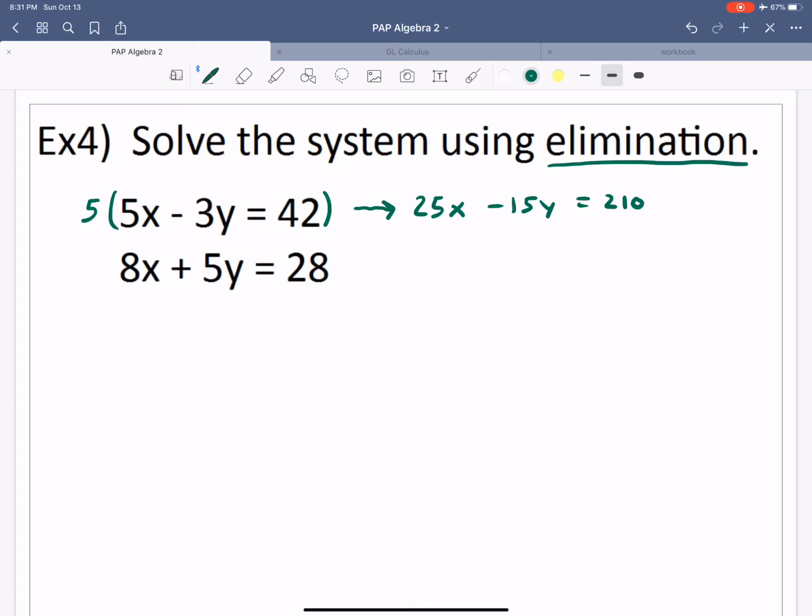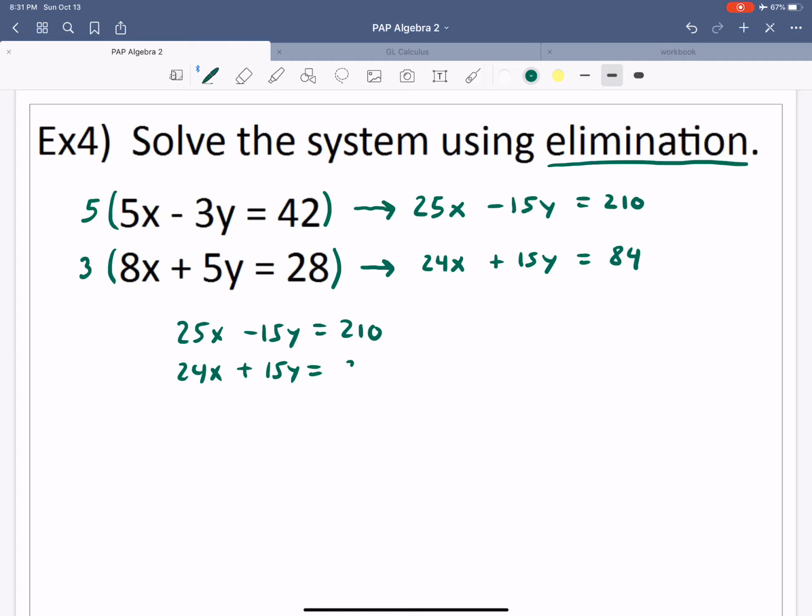Okay, then for the next equation, ask yourself the same question. What do I need to multiply 5y by to get it to be 15? So I'm going to multiply by 3. Again, multiply everything by 3. So here I get 24x plus 15y equals 84. All right, so now what I've done is I've created a new system. So I have 25x minus 15y equals 210, and 24x plus 15y equals 84.